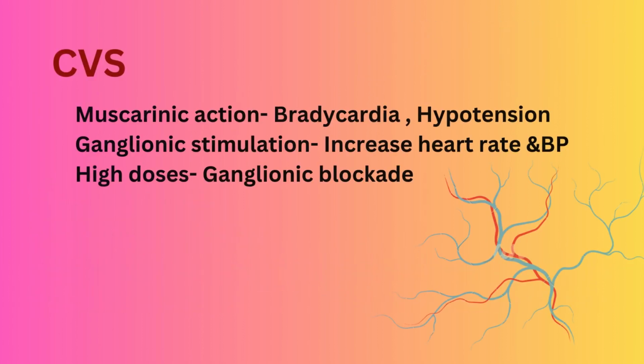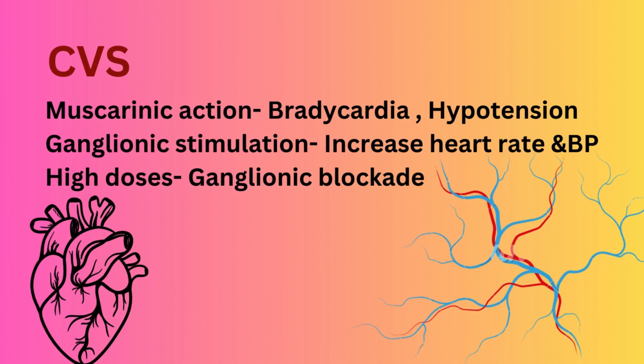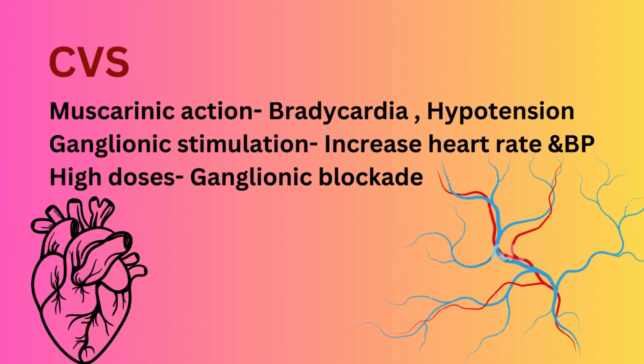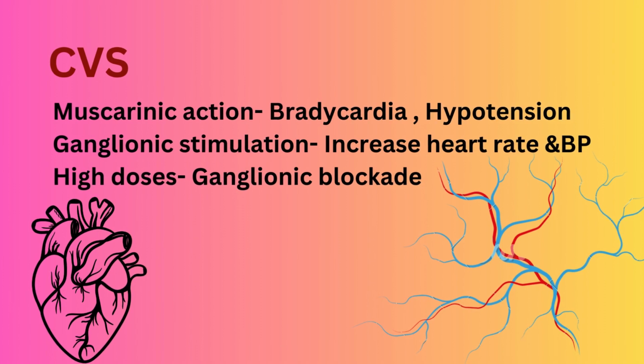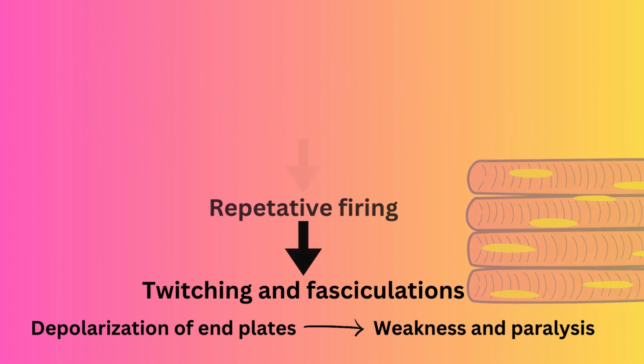In the cardiovascular system, bradycardia and hypotension are produced by acting on muscarinic receptors. It increases heart rate and blood pressure by ganglionic stimulation, and ganglionic blockade occurs at high doses. Retrograde activation of the prejunctional fiber causes repetitive firing in skeletal muscles, which results in twitching and fasciculations. Weakness and paralysis of skeletal muscle is caused by depolarization of end plates.